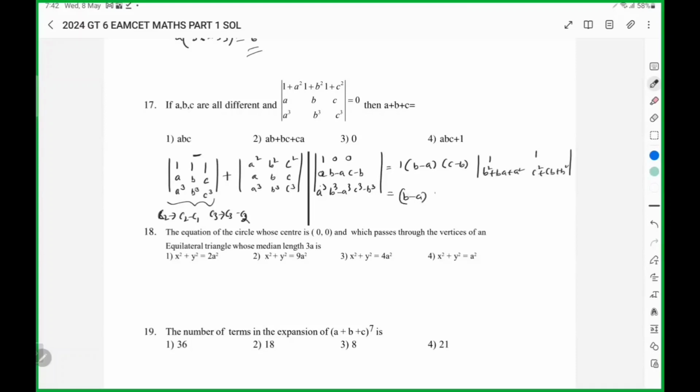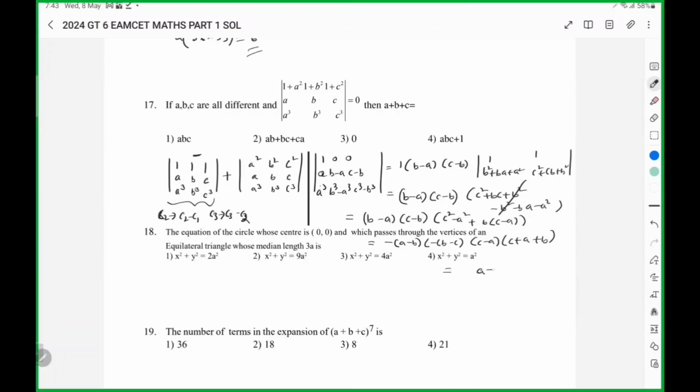B minus C, C minus B, C square plus BC plus B square minus BA minus A square. Which is B minus A, C minus B, C square minus A square plus B times C minus A. Minus of A minus B, minus of B minus C, C plus A plus B, which is A minus B, B minus C, C minus A times A plus B plus C.